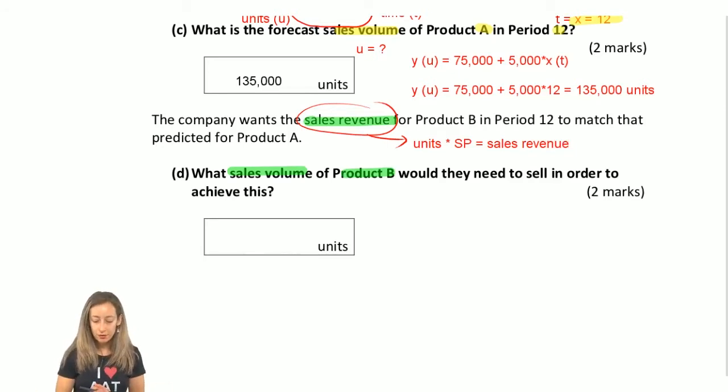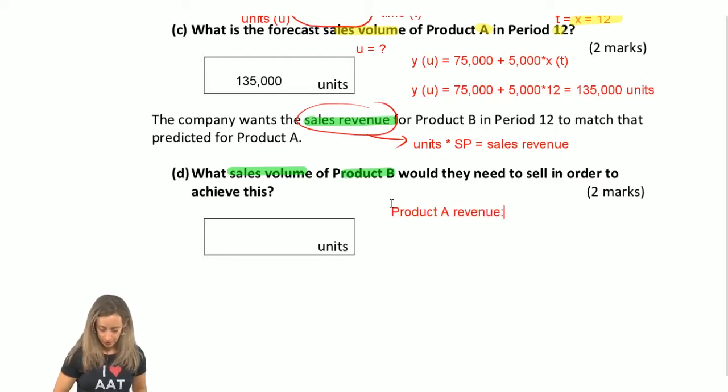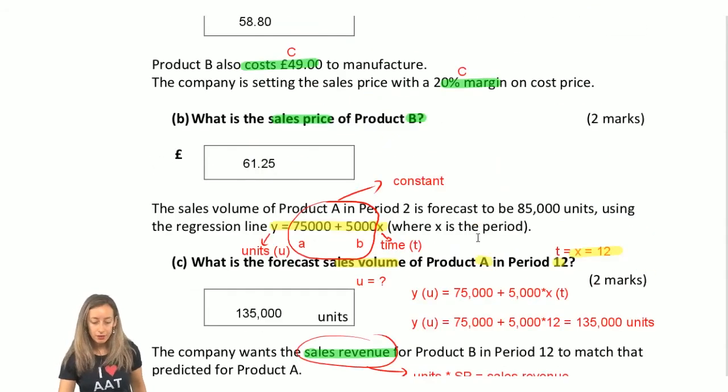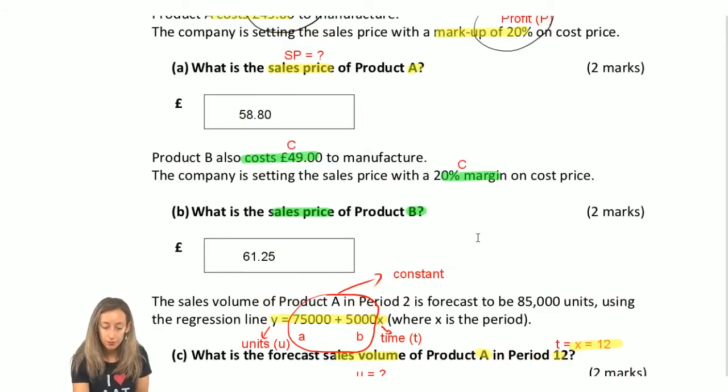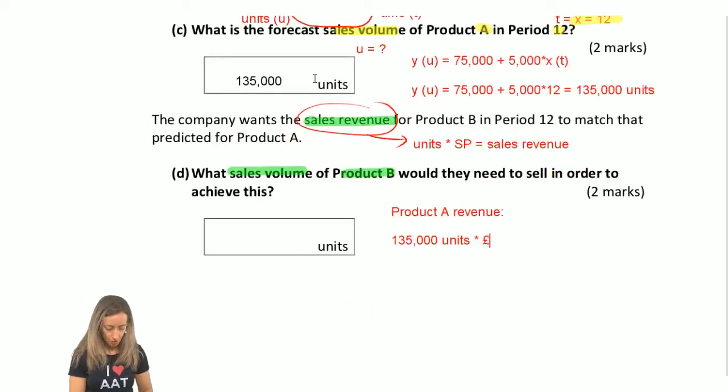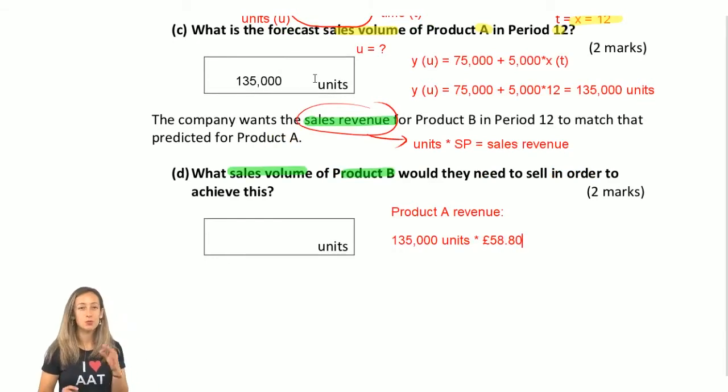Okay, so for that we need to find out first of all the revenue for A. Let's do this. So product A revenue for period 12. We already know how many units they're going to make, 135,000. I hope you noticed this. So 135,000 units, that's from part C, I meant. But notice we also need the selling price, which we calculated earlier. We're looking at product A, so in part A, the sales price we calculated was 58.38.